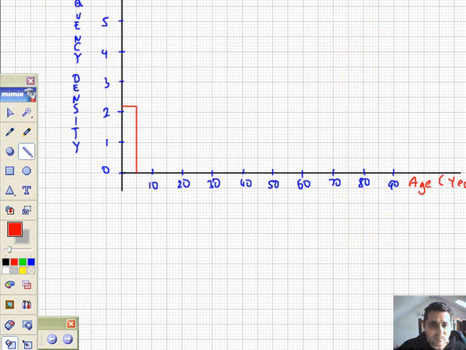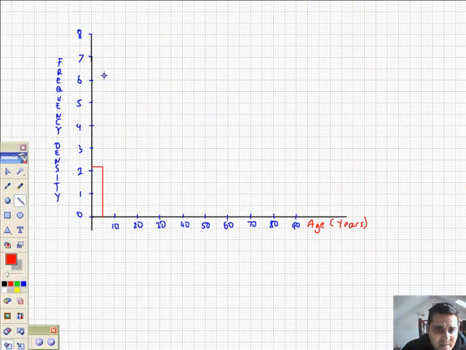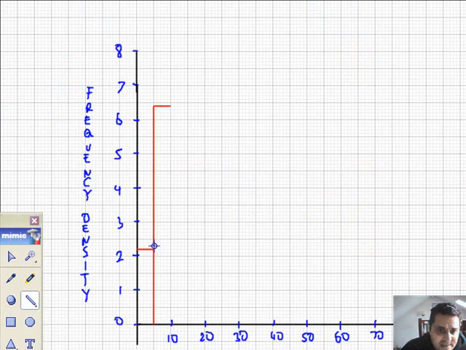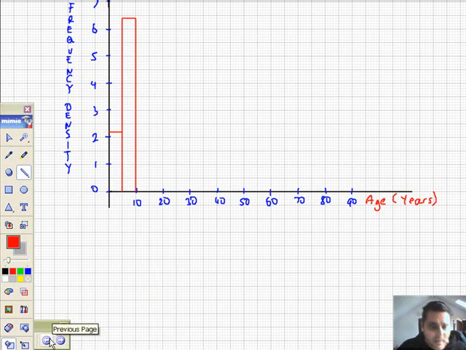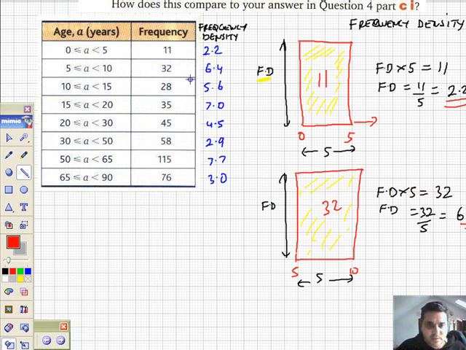Next one, 6.4 up, and from 5 to 10. Okay, so 6.4 is going to be about here somewhere. 6.5, 6.4, that's quite nice. Drag this down to here, join it, drag that down to the bottom, and there's my 5 to 10 bar. So far they're equal bandwidths, they're equal class widths.